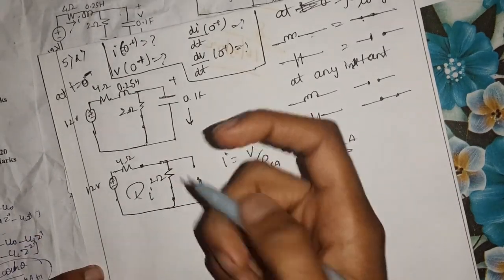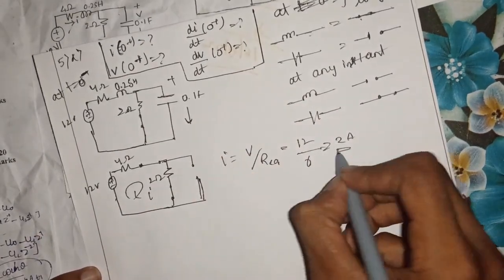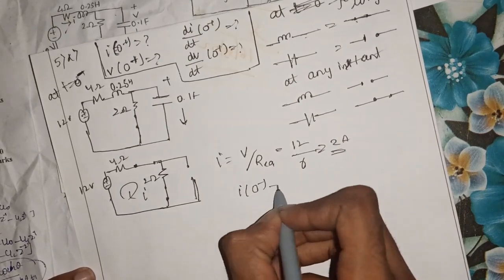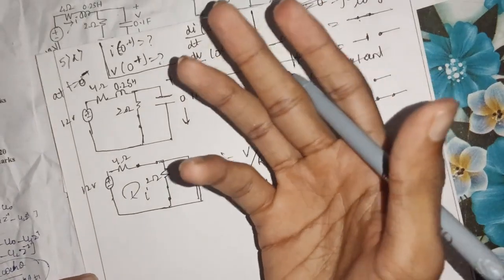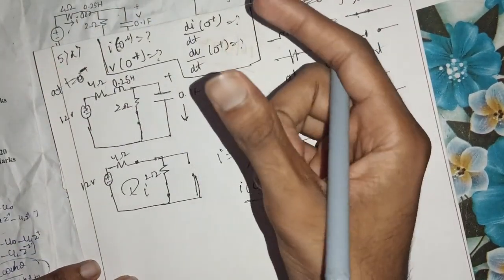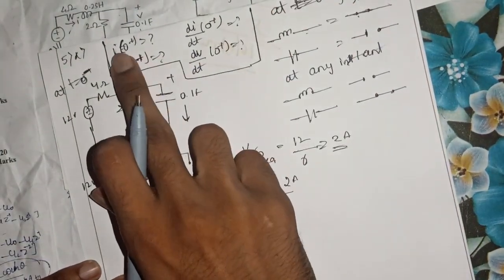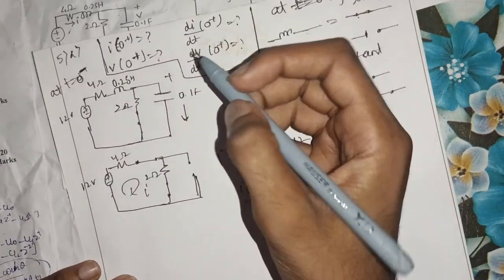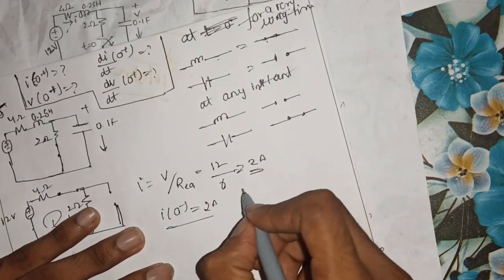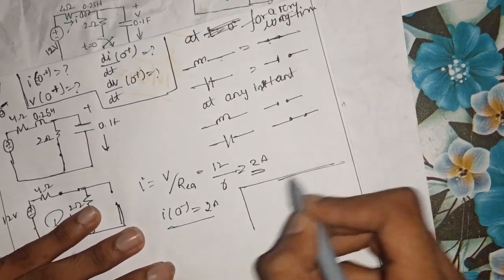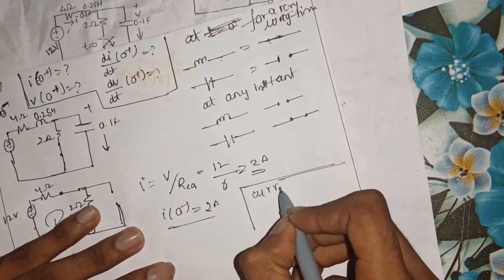So the net current flowing through the circuit is 2 ampere at 0 minus. 0 minus basically stands for before the switching action takes place. You have to calculate the value at 0 plus. In order to calculate the value of the current at 0 plus, you should know the basic fundamental that current through the inductor doesn't change instantaneously.